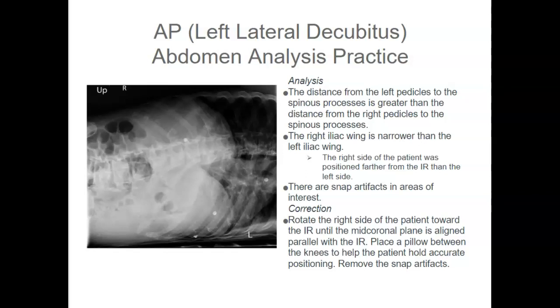So in order to correct all this hot mess express, we need to rotate the patient's right side toward the IR so the midcoronal plane is aligned parallel with the IR. And you could place a pillow between the patient's knees to help keep them in that true AP projection and remove all those artifacts if you can.